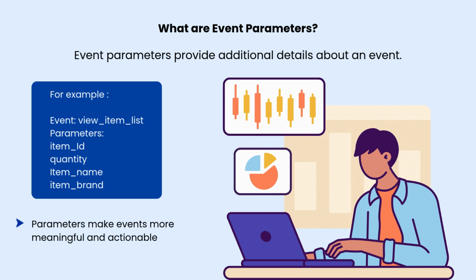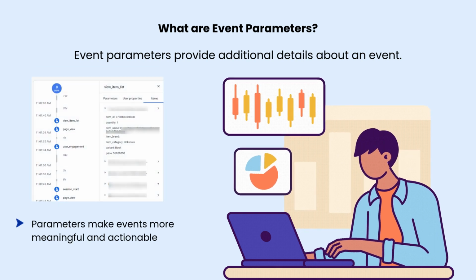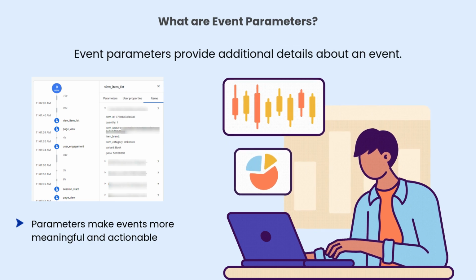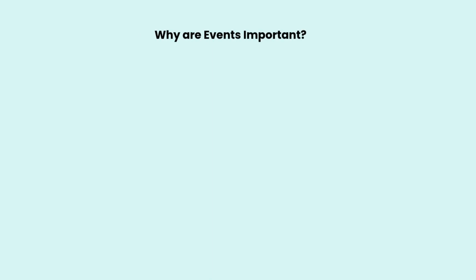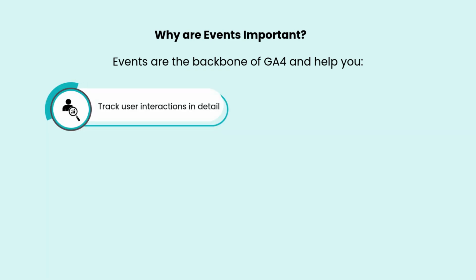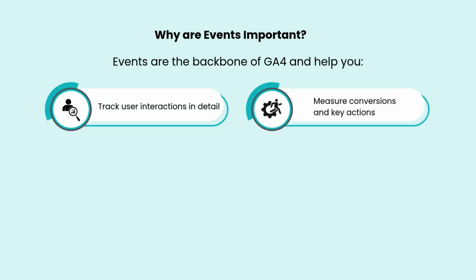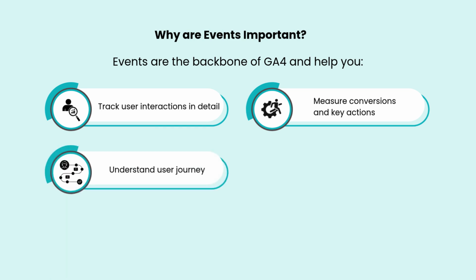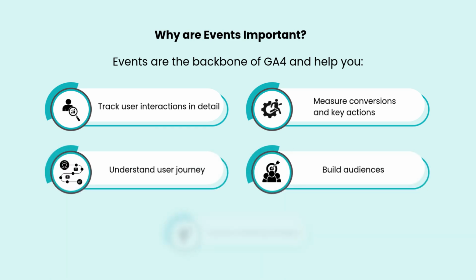What are event parameters? Event parameters provide additional details about an event. Why are events important? Events are the backbone of GA4 and help you to track user interactions in detail, measure conversions and key actions, understand user journey, build audiences, improve marketing strategies.